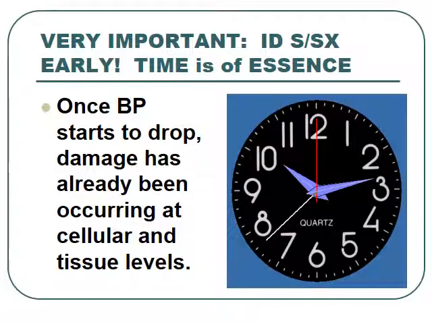It's very important that we ID our signs and symptoms early. Time is of the essence with this. Remember, I told you if we get to the third stage, survival is almost nil. So we want to make sure that we are watching for signs and symptoms and that we fix this quickly. Once our blood pressure starts to drop, then damage has already started occurring at the cellular level and it's affected our tissues. So we need to make sure that once we start seeing that in the second stage, that we don't let it go any further. The earlier, the better.